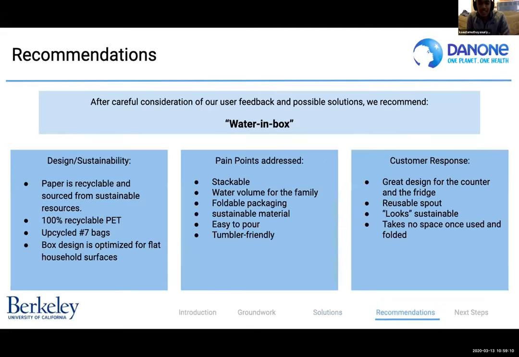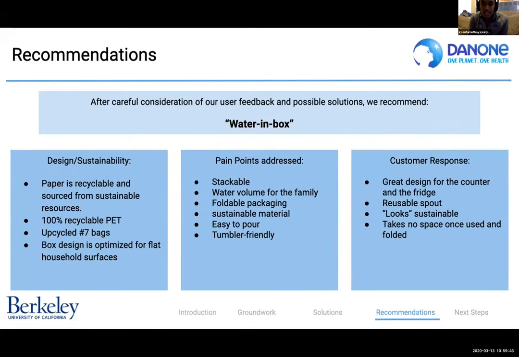Yes. After running through all our solutions with customers, and running them through the pain points and sustainability aspects, we created a structure on how we should evaluate all four products. We figured out that water in a box got the highest score on all three rubrics. We also realized that it best optimizes all pain points and all target consumer markets, and it's definitely very feasible for the company to implement as there's less technology involved. So we're recommending Danone to implement the water in a box solution.